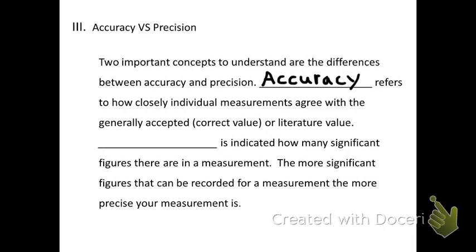So for instance, if the boiling point of water is 100 degrees Celsius, and you measure the boiling point of water in an experiment with, say, a digital thermometer, and it reads 99.98 degrees Celsius, it's really close to the true value, so you would say that your measurement is accurate or very close to the true value.